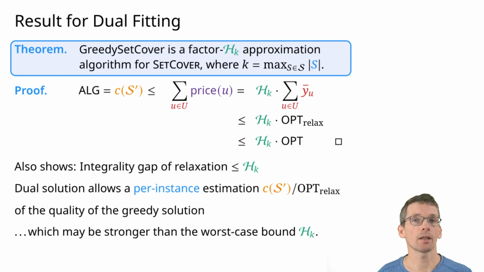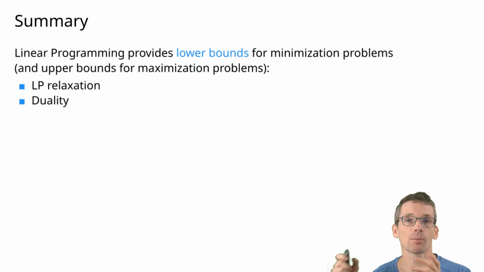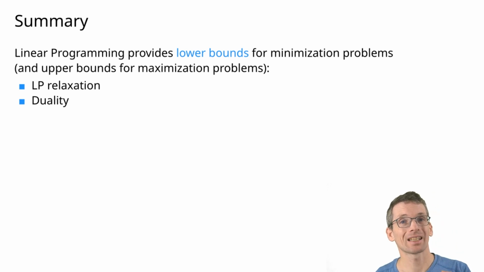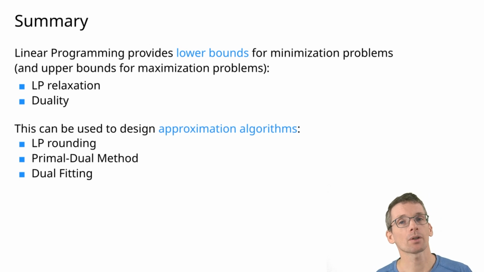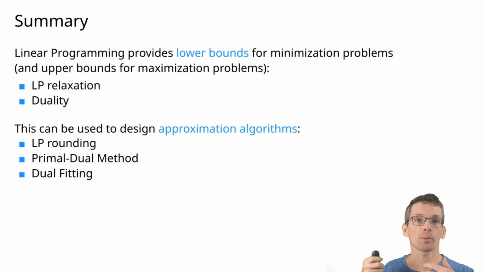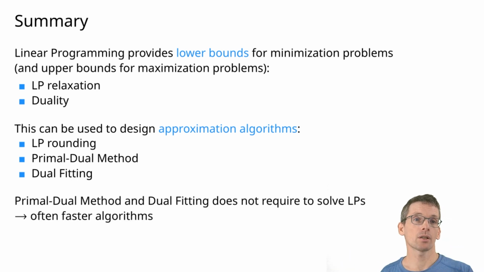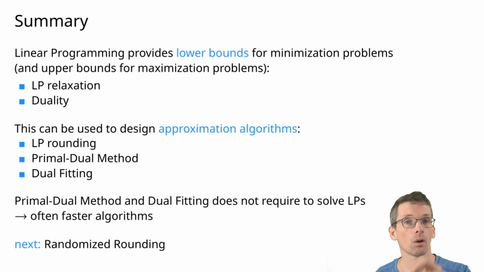So what have we seen today? We have seen that linear programs are very useful for the design and analysis of approximation algorithms. This is because linear programs give us natural lower bounds, namely through LP relaxation and through duality. And we've seen three techniques that make use of this: LP rounding, the Primal-Dual Method, and dual fitting. The advantage of the Primal-Dual Method and dual fitting is that we don't actually need to solve linear programs, but we get combinatorial algorithms, which often simply then also results in faster algorithms. In the next video, we are going to take a look at the concept of randomized rounding.